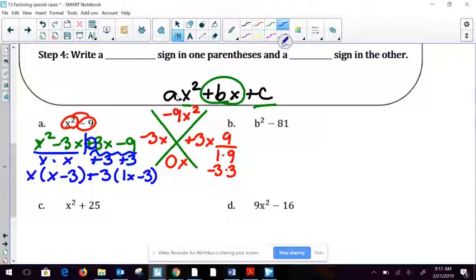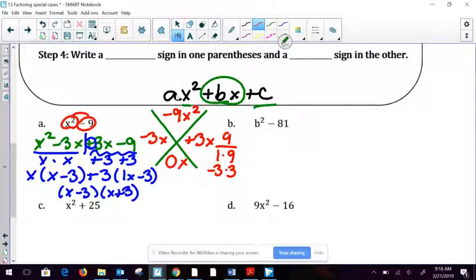So when you look here, the parenthesis that duplicates is that x minus 3. And the one left over is x plus 3. And I have my final answer. Let's look at another one. Let's look at number 2.